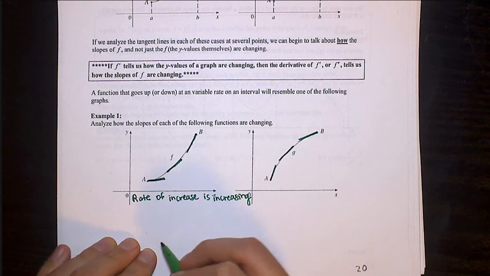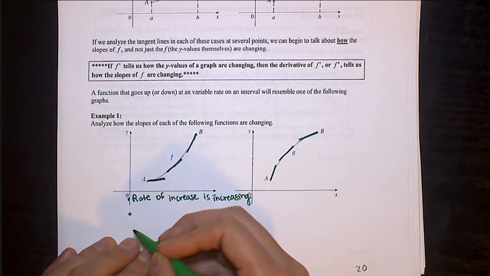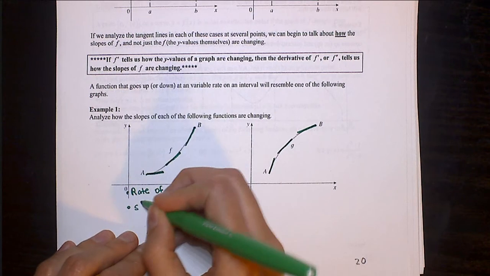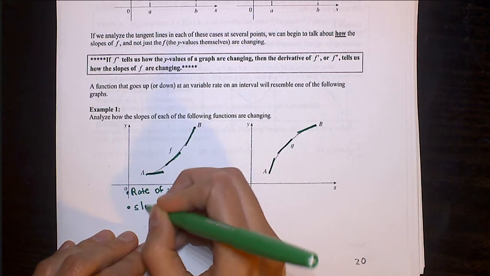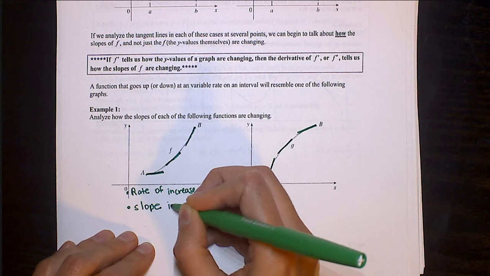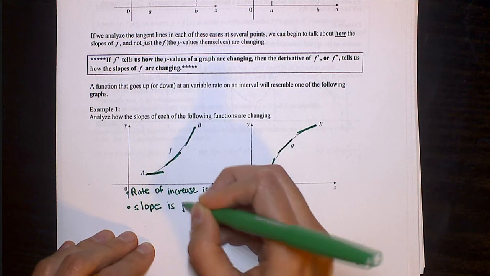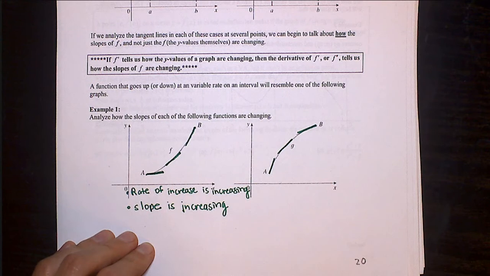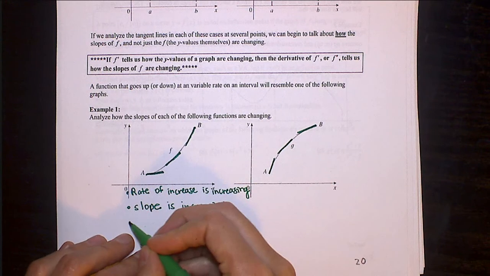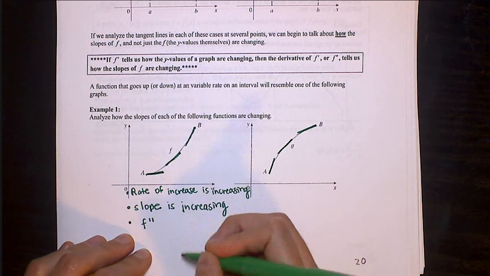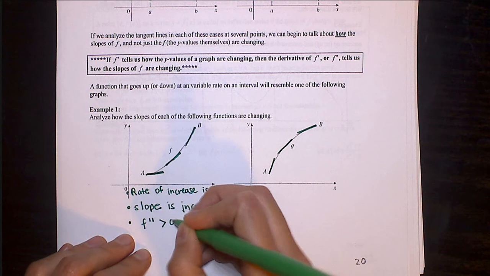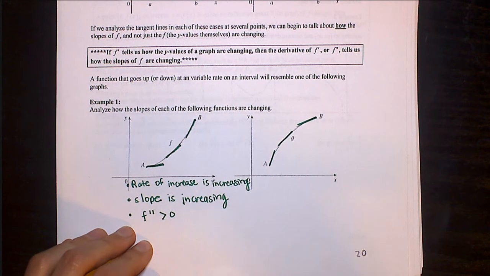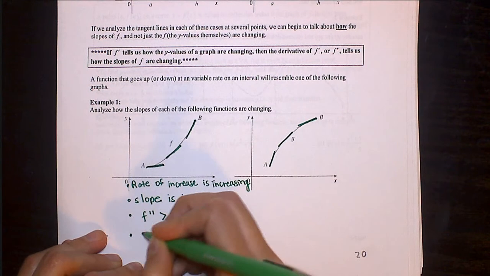And I'm just going to write this a few different ways. Okay, there are a few different ways we can say this. Instead of just the rate of increase, we can also say the slope is increasing. This happens when f double prime, the second derivative, is greater than 0. And the word we use for this, remember we said that word concavity in the beginning? This is called concave up.